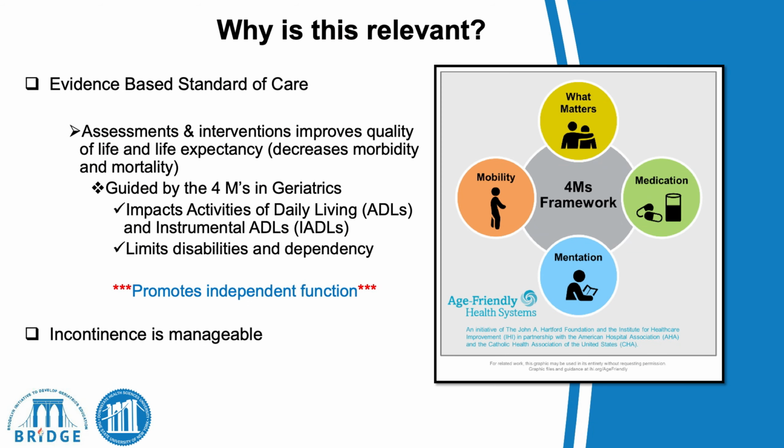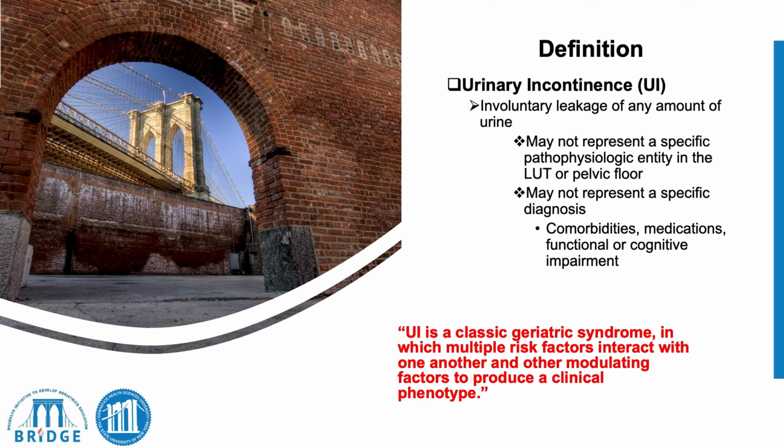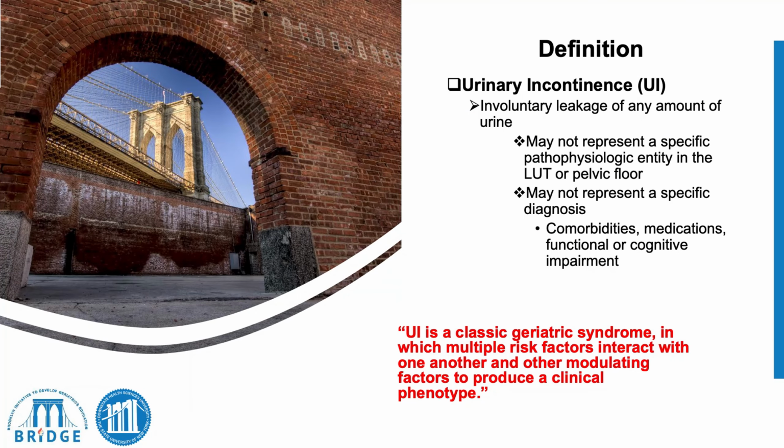And this should be guided by the principles of the 4 M's framework. This is also relevant because incontinence is manageable. Our interventions and assessments can treat urinary incontinence, so it's relevant. It's preventable also. What's the definition of urinary incontinence? Urinary incontinence is involuntary leakage of any amount of urine. Now, this is important because urinary incontinence in the older adult may not represent a specific pathophysiologic entity.